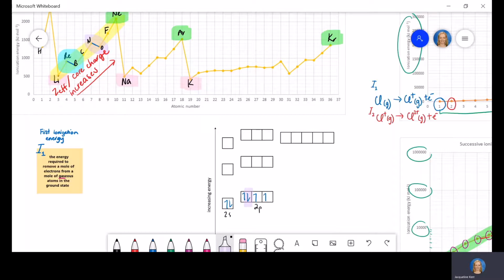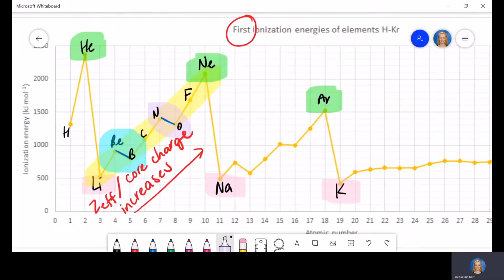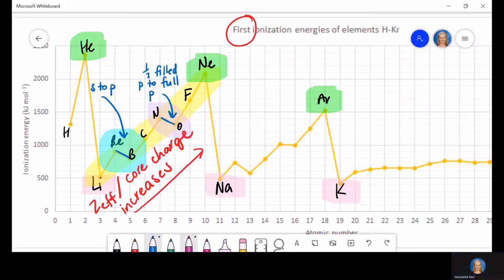So I should try and go back to this diagram here, and it's a bit messy. I'm not the best at this. Let's pop a little explanation. S to P. So we've jumped up from an S orbital to a P orbital, and the P orbital is less tightly held. And this one is half filled. P to full P over here, which means it's got electron repulsion. It's being pushed away by its partner in its orbital. So that's what we see here.